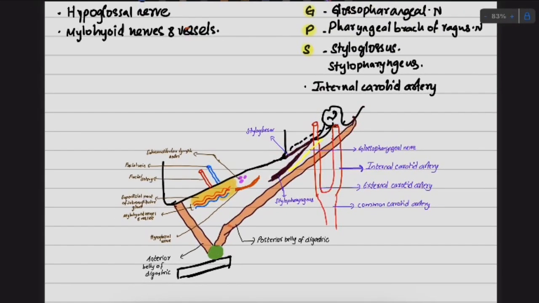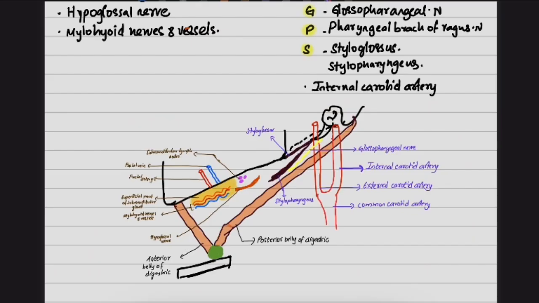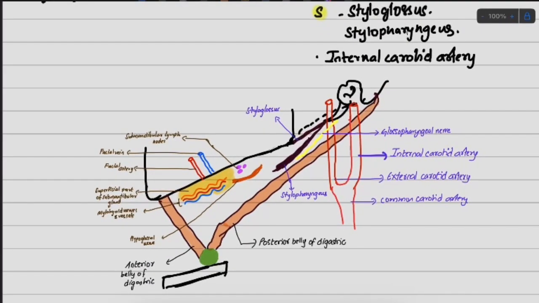So I want you guys to represent like this only in the exam. If there is a question on digastric triangle, try to represent like this only, because in textbook the diagram is not that much clear. So I have drawn it schematically.